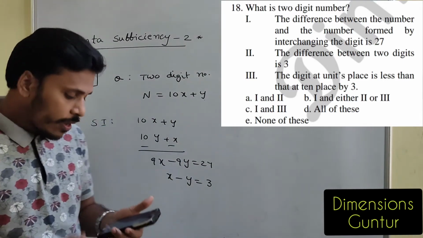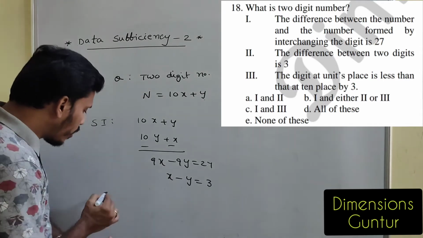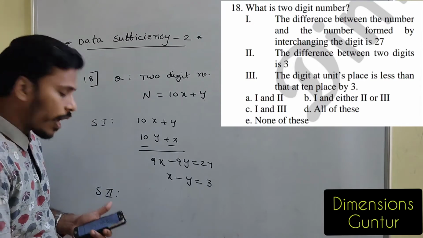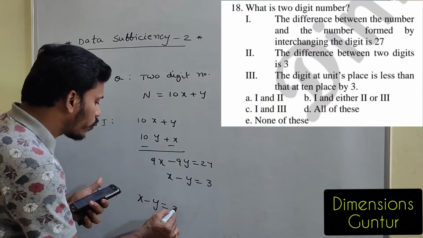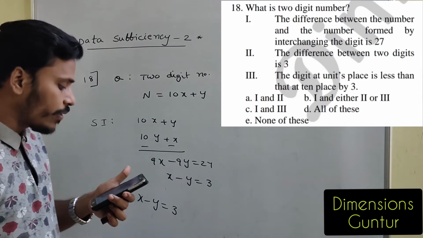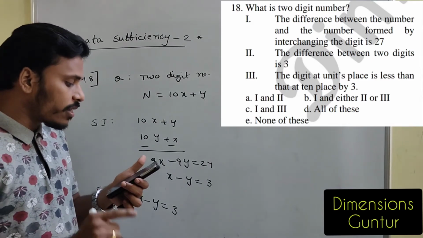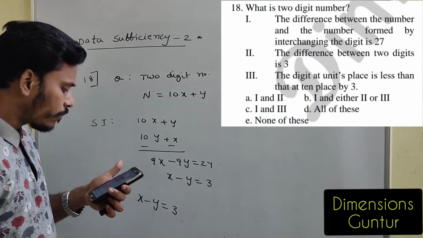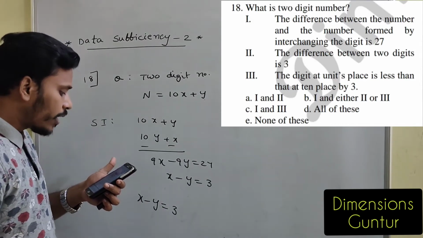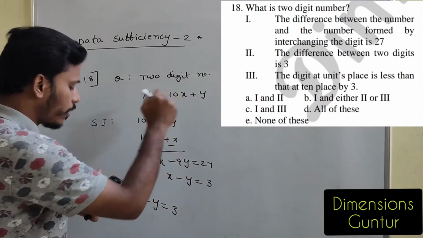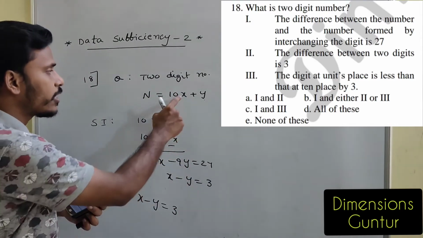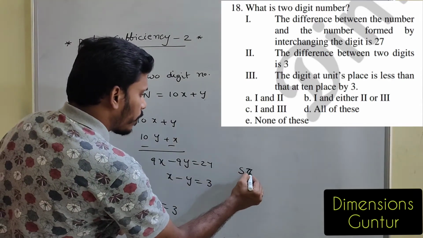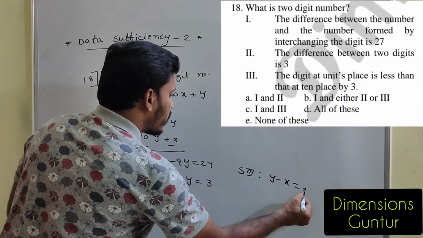That's statement 1. Then you need to think about statement 2. Statement 2 is directly giving that the difference between the two digits is 3. And again here we are getting that x minus y is equal to 3. And statement 3 is given that the digit at units place is less than the digit at tens place by 3. What is the digit at units place? y. And what is the digit at tens place? x. And it is given that y minus x is 3. Statement 3 is again giving that y minus x is equal to 3.